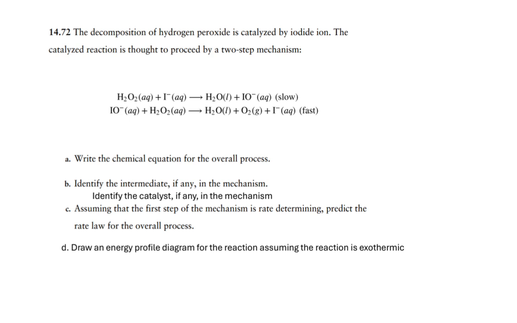Let's go there for now. I think I have one. Slide 2. I like this one. There's a multi-step reaction, and then we're going to draw an energy profile diagram or reaction coordinate diagram, however we want to call it. We're going to look at this two-step reaction. We're going to first write the chemical equation for the overall process, identify intermediates, identify catalysts, predict the rate law if the first step is rate determining.